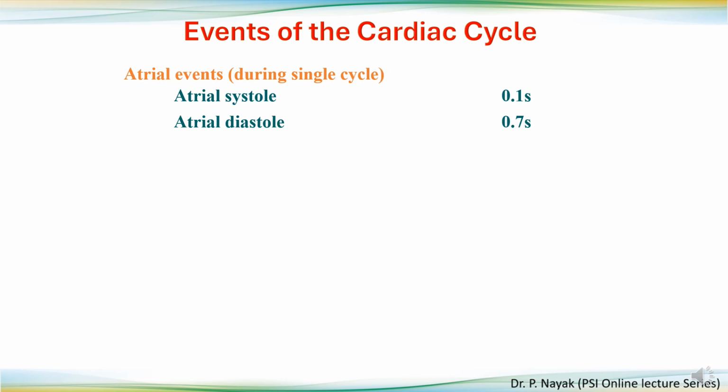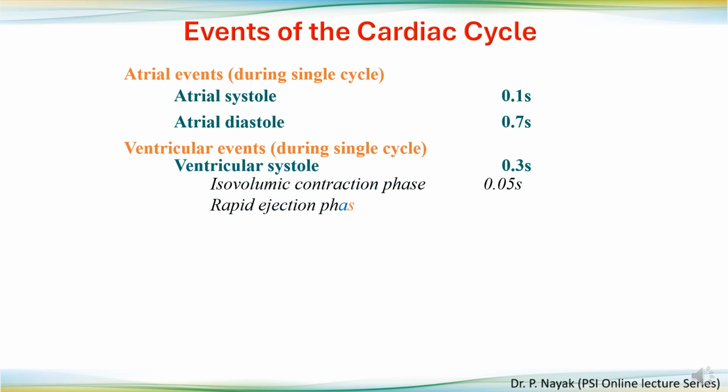Next, to list the ventricular events during a single cardiac cycle, 0.3 seconds are spent on ventricular systole. It has a short isovolumetric contraction phase for 0.05 seconds, then a rapid ejection phase of 0.1 seconds followed by a slow ejection phase of 0.15 seconds.